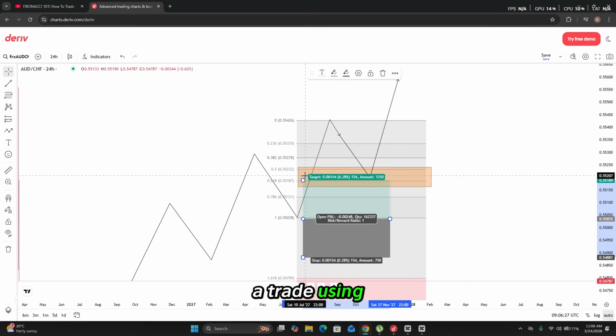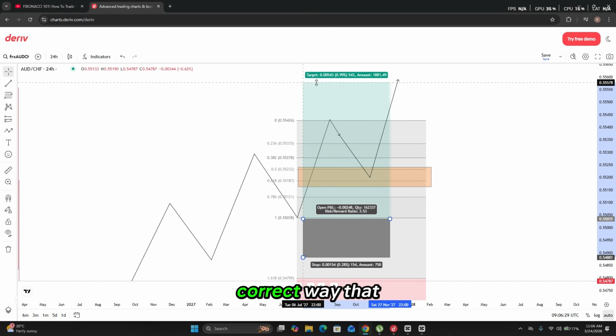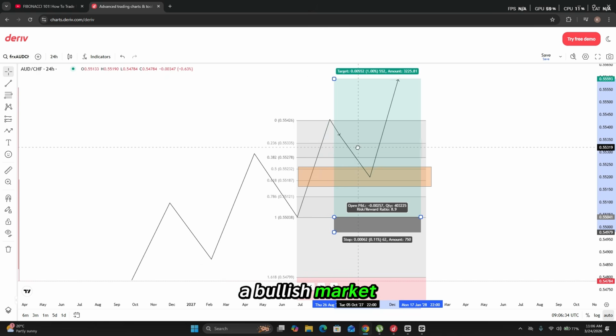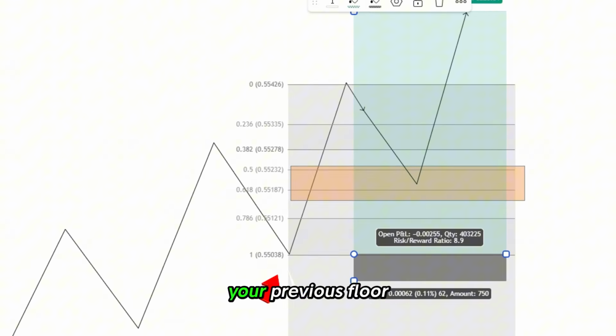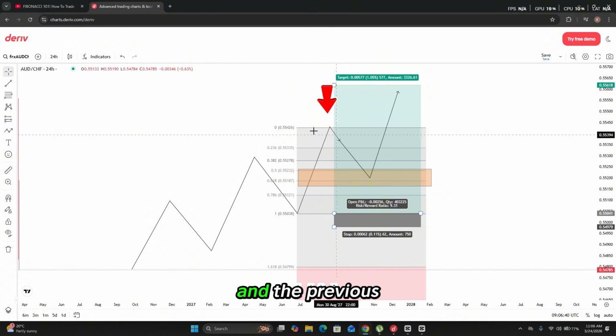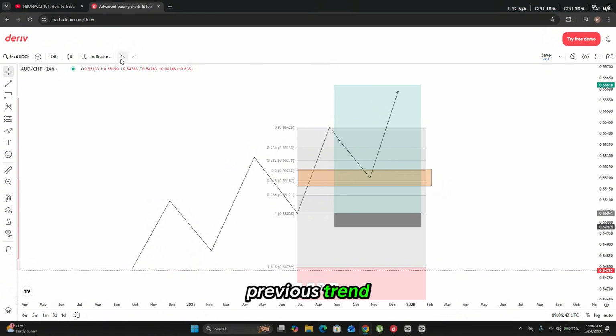Now, here's where most people get it wrong. When you enter a trade using a Fibonacci, this is the correct way that you put your stop loss and your take profit. If we're in a bullish market, your stop loss is just below your previous low always, and your take profit, you target the newly made highs and the previous highs from the previous trend.